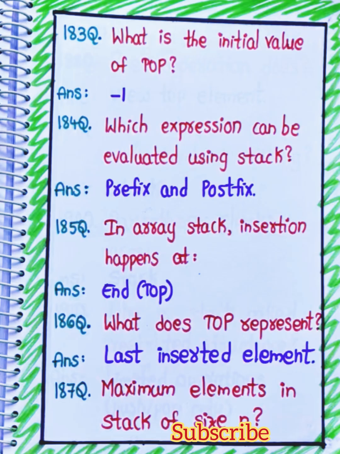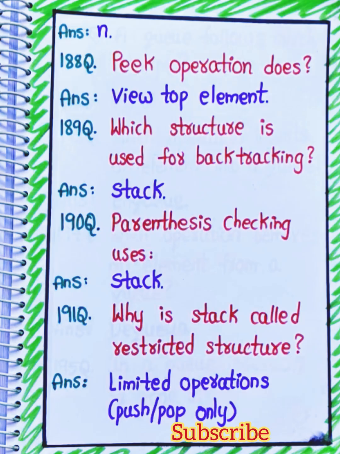What is the initial value of top? -1. Which expression can be evaluated using stack? Prefix and postfix. In array stack, insertion happens at end, top. What does top represent? Last inserted element. Maximum elements in stack of size n is n. Peek operation is to view top element. Which structure is used for backtracking? Stack. Parenthesis checking uses stack. Why is stack called restricted data structure? Limited operations, push and pop only.